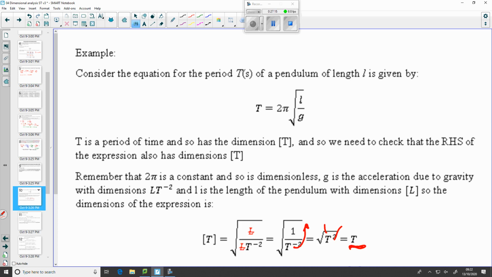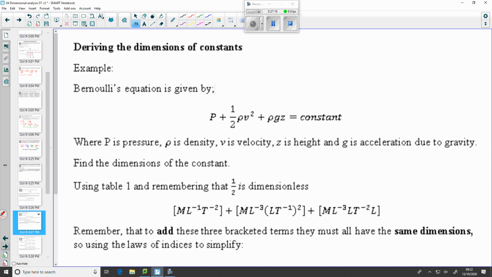Okay, so not only can we check that, we can also derive the dimensions of a constant. So, Bernoulli's equation. You will come across this when you study with Mr. Winter next year in semester one when you do pneumatics and hydraulics. I don't understand the equation, but I know that if you write it in that form, it equals a constant. P is pressure. The little Greek letter rho there is density. V is velocity. Z is a height, so that's a length. And G is acceleration due to gravity. What we're saying is, find the dimensions of that constant, the constant that is Bernoulli's equation.